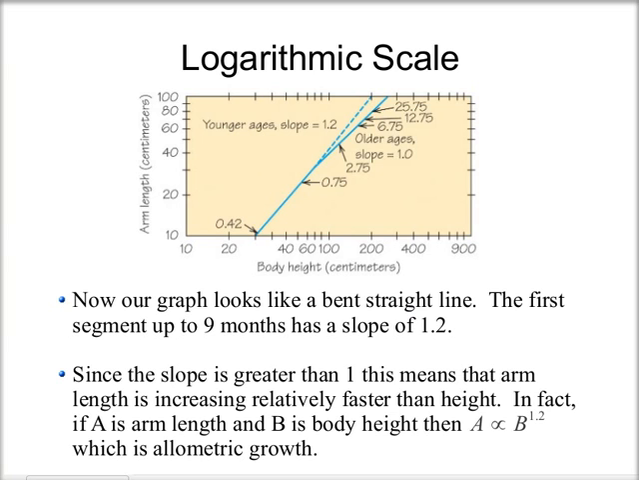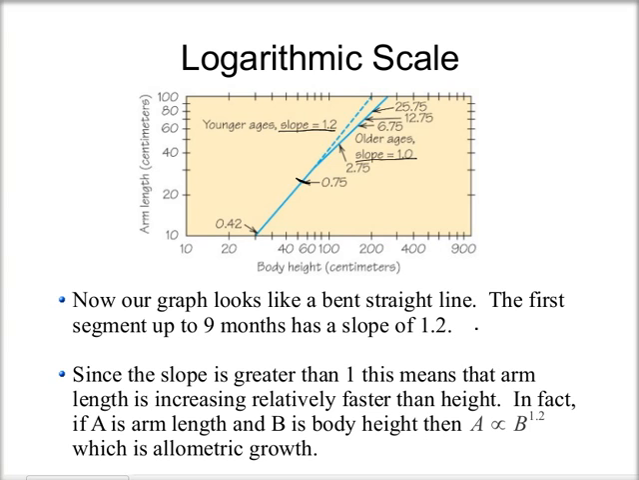So now our graph doesn't look curved anymore. It looks more like a bent straight line. So we can divide this into two straight line segments here. The first segment going up to 0.75 or 9 months has a slope of 1.2, and then after that the line's got a slope of 1.0.